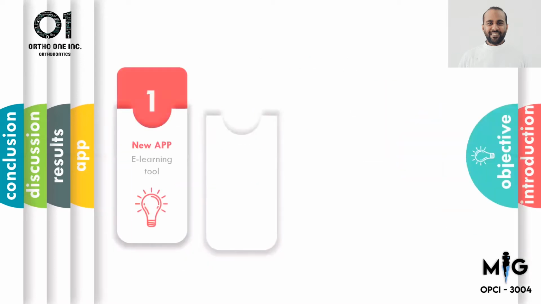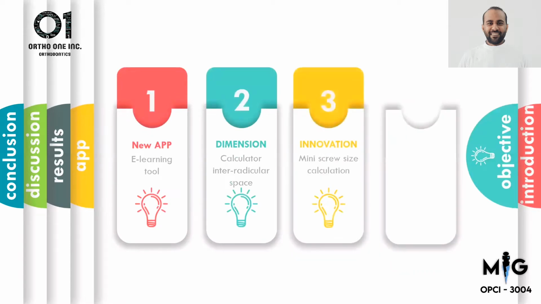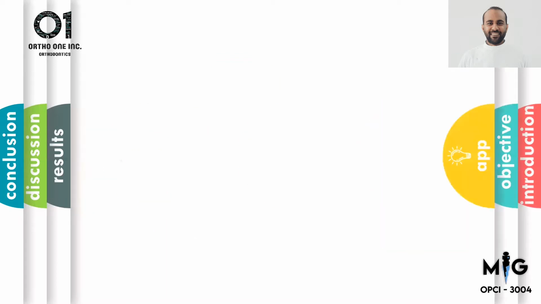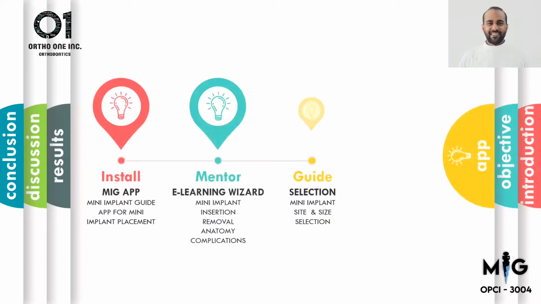The objective of creating this app is to create a new app with an e-learning tool. It also helps in determining the height of insertion and interradicular space, and most importantly, to determine the correct size and dimension for mini implant placement. Following that, the app can be used to confidently place implants in any intraoral site. And moving on to the app walkthrough.